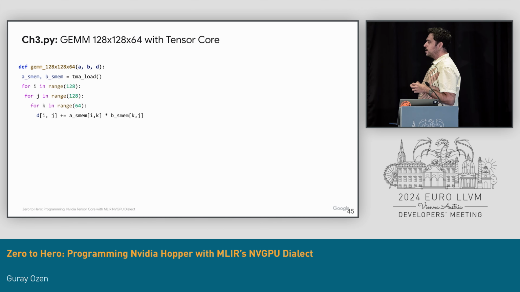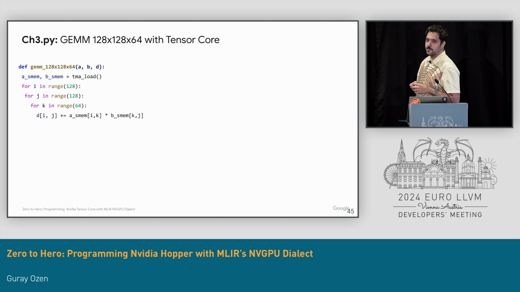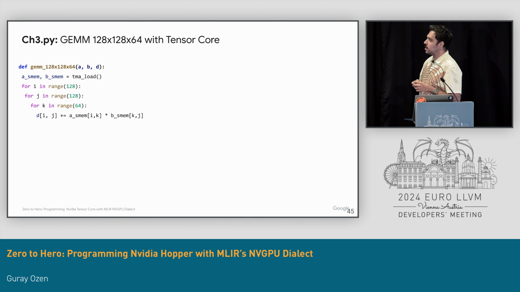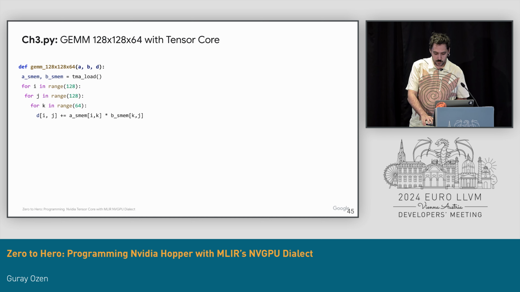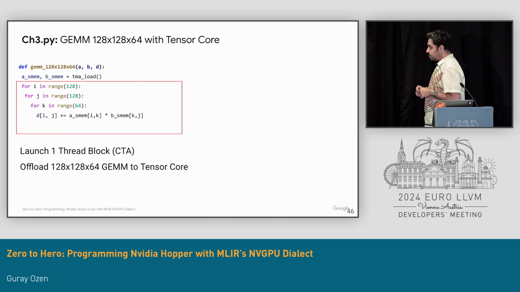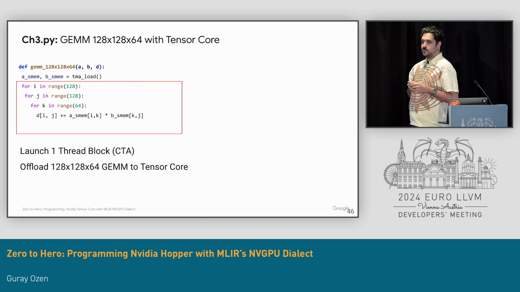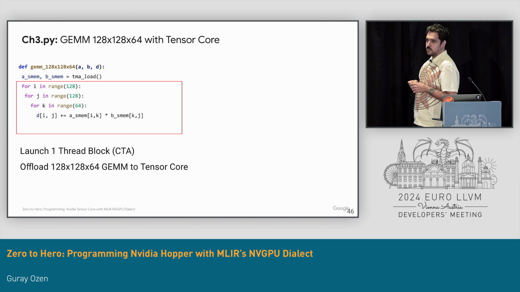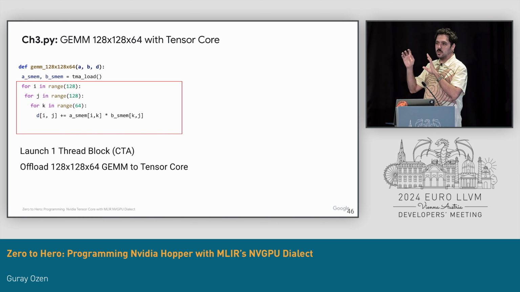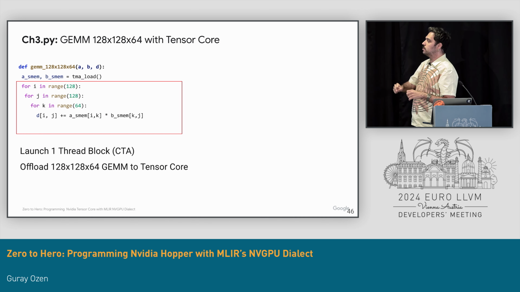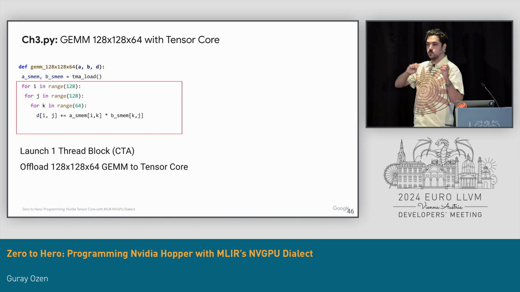Okay, so now let's go to another chapter, chapter 3. In chapter 3, let's do a little bit more advanced things, matmul. Let's use Tensor Core. How do we use it? I select this size, which is a nice tile size. We will use it. But in this program, we will do only the small size, and we will launch one thread block, and we will offload all of these 3 loops to the Tensor Core.